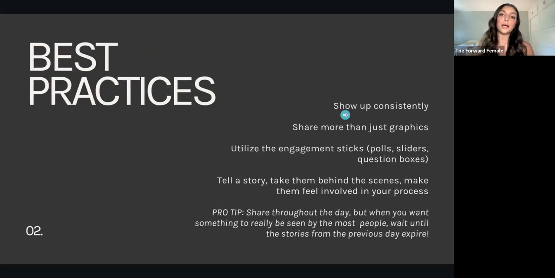So some of the best practices for stories, which just so everyone knows, stories are those little bubbles right at the top whenever you open your Instagram, just in case anyone isn't familiar. But really, you want to show up consistently in your stories. They're only live for 24 hours, so don't put a lot of pressure on yourself to make them perfect. But it should be more than just graphics.